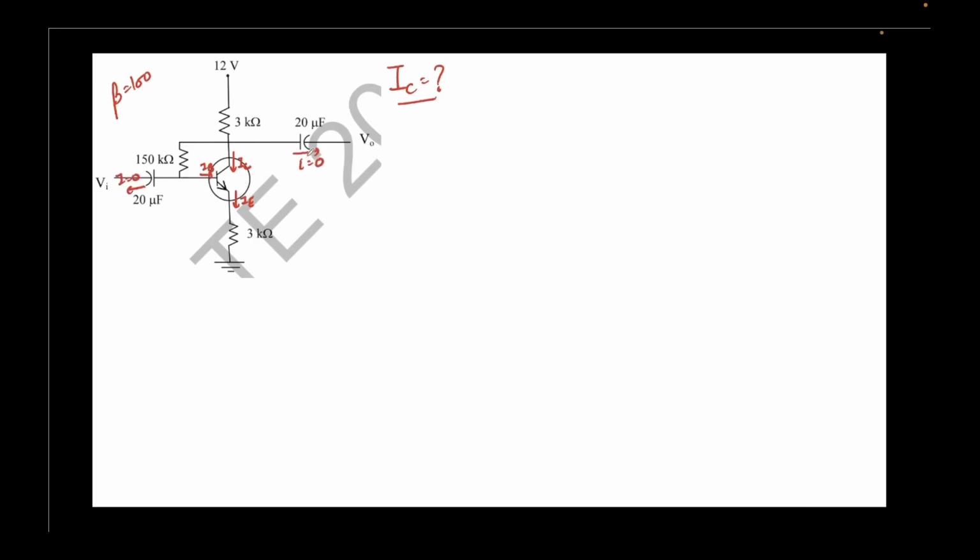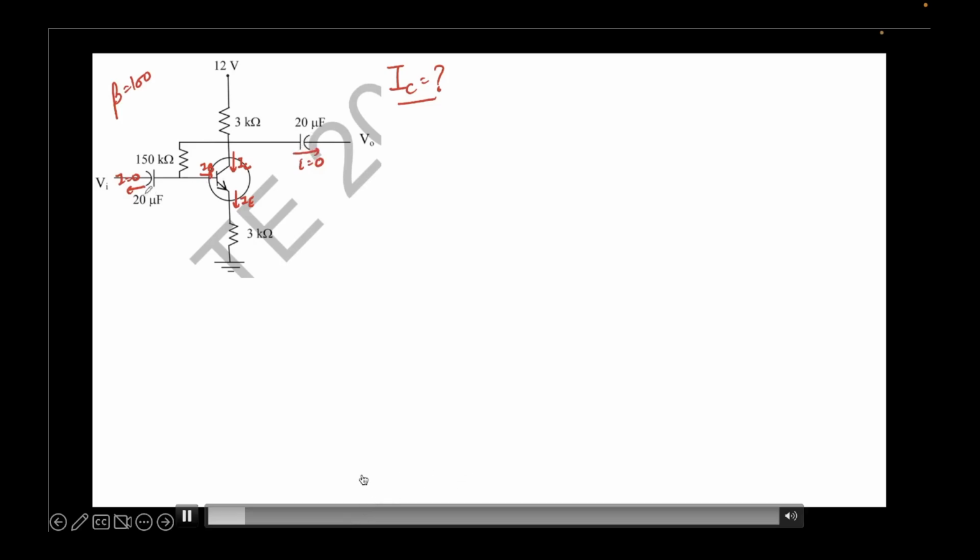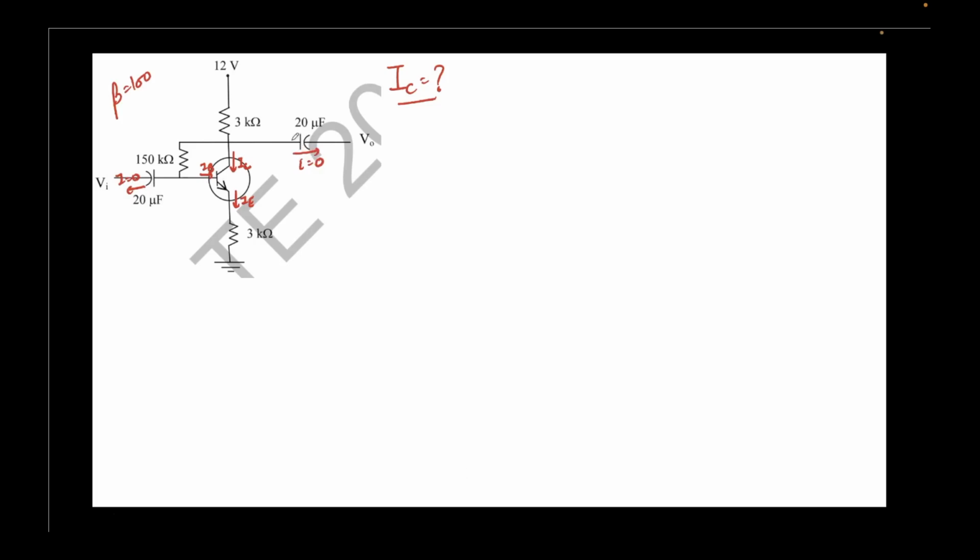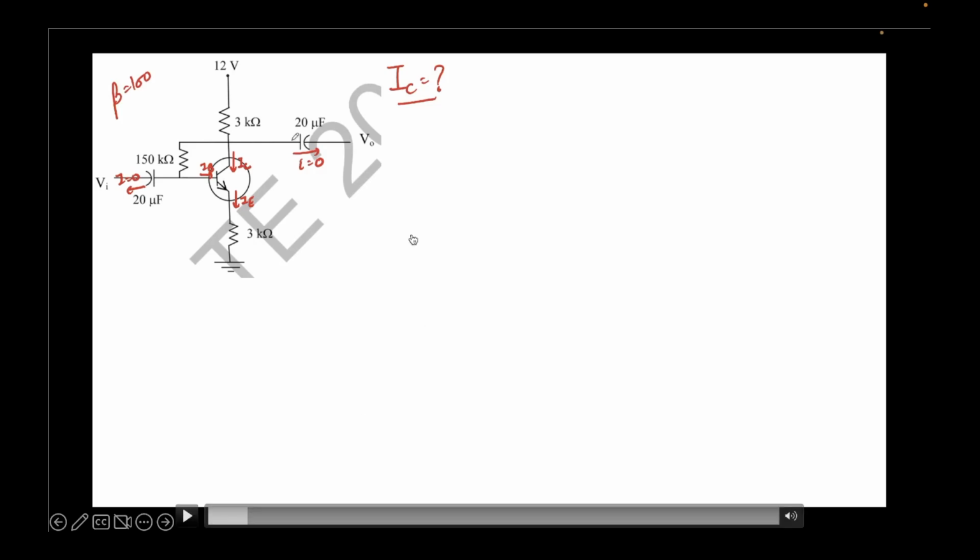Secondly, since this is a DC analysis, we can assume the current flowing through the capacitors is 0, so no current flows through here or here. In a DC analysis, you can always assume that the capacitors are open circuited, because the impedance of a capacitor is 1 upon j omega C, and for DC, omega is said to be 0. So the impedance comes out to be infinity. Hence, it can be treated as an open circuit and no current will flow through a capacitor in DC analysis. Remember, only in DC analysis.